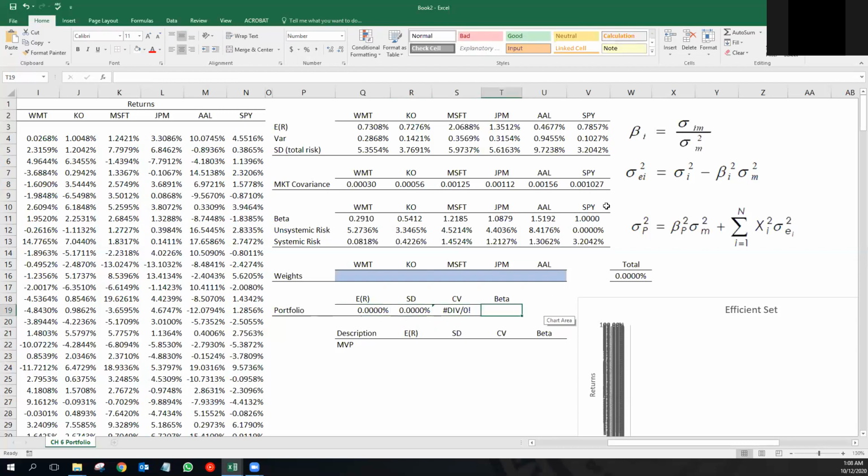Now for beta, we can use the same approach as we did with returns. We can do a weighted beta for the portfolio. How you do it is the weight of one of the stocks times the beta of that stock. All right. And then we're going to add them together: weight times the beta plus weight times the beta plus weight times the beta plus weight times the beta. And that's how you can calculate the portfolio beta. It's just a weighted average of the betas.